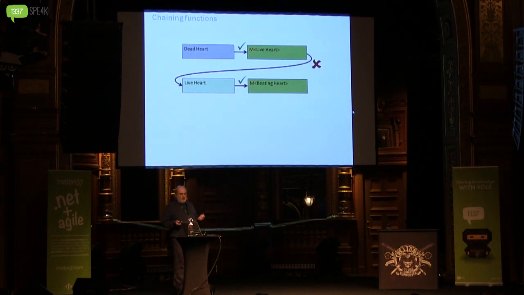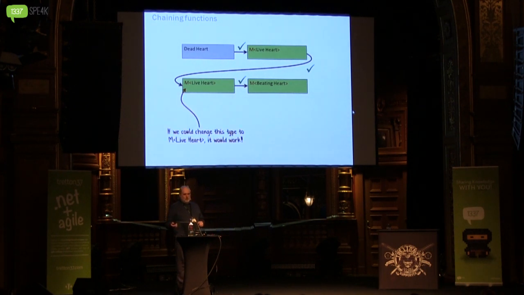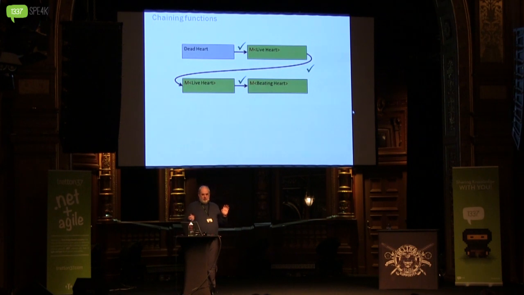So how can we fix this problem? Well, if the input to the second type became an M thing, right? So there's it without an M, and there's it with an M. If we could turn it into an M thing, that would solve our problems, because then we can actually connect the output of one to the input to the next, right? So this is what we need to do. We need to somehow take the live heart thing and turn it into an M of a live heart.